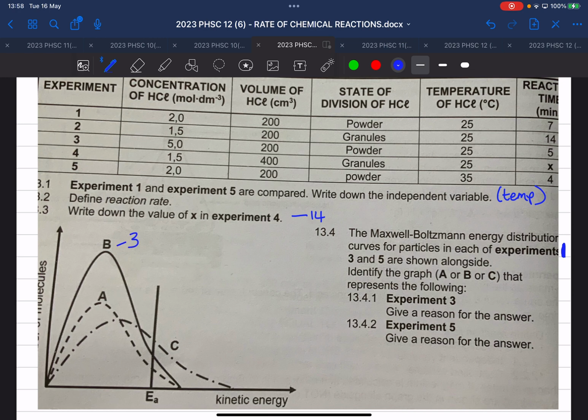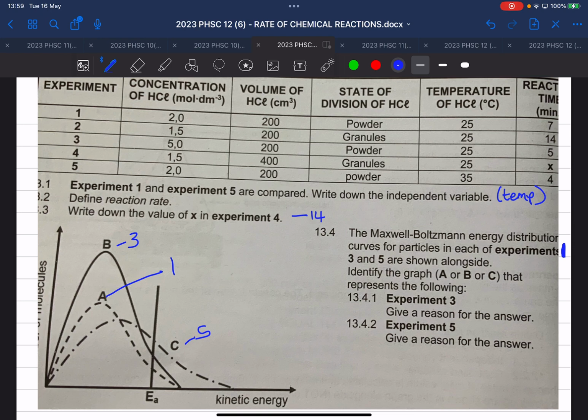Okay, now let's go on. Let's compare 1 and 5. The concentration is the same. The volume is the same. The powder is the same. It's just the temperature. How will the temperature affect it? It shifts to the right. So C fits with 5. So A is 1.